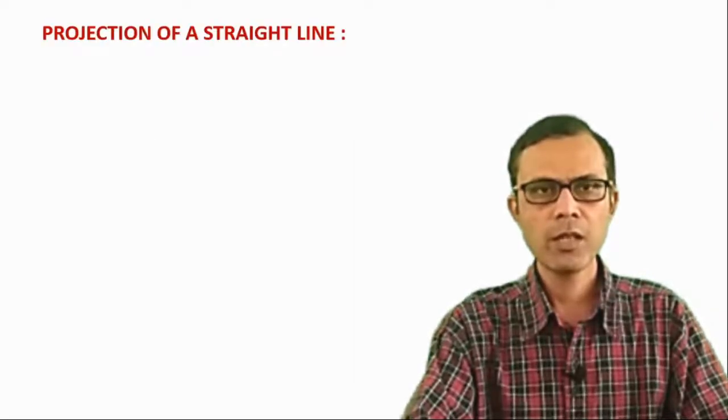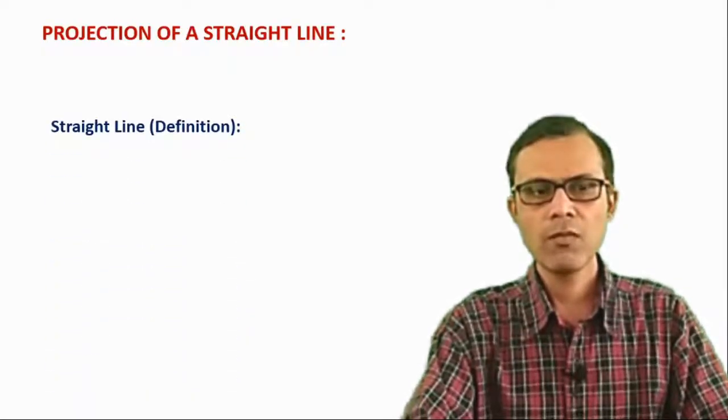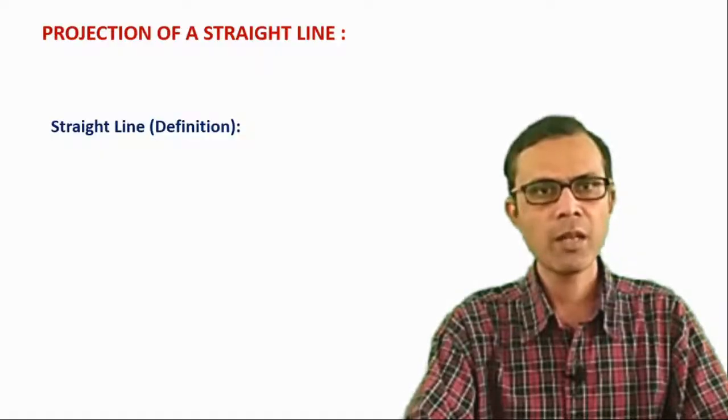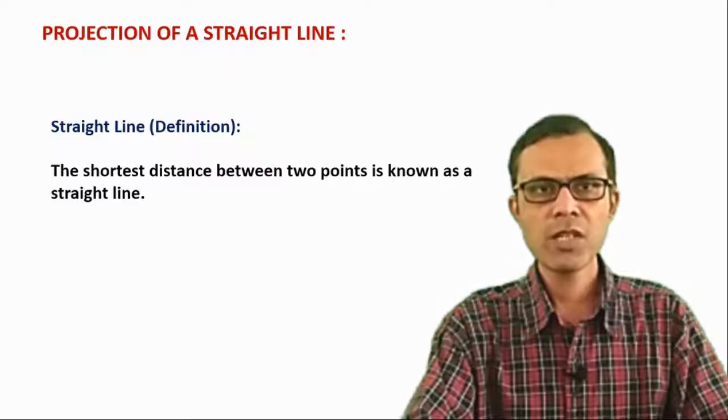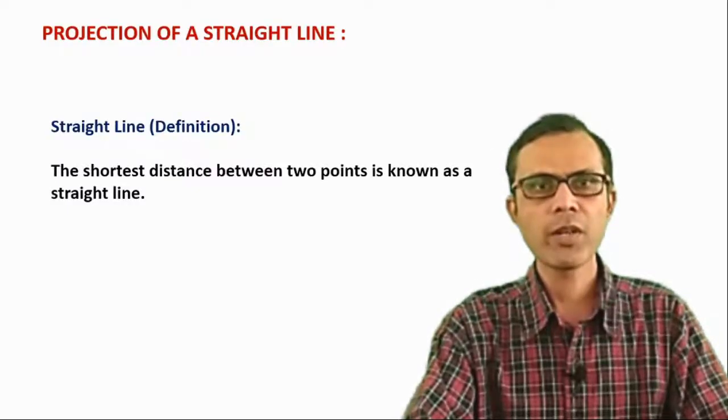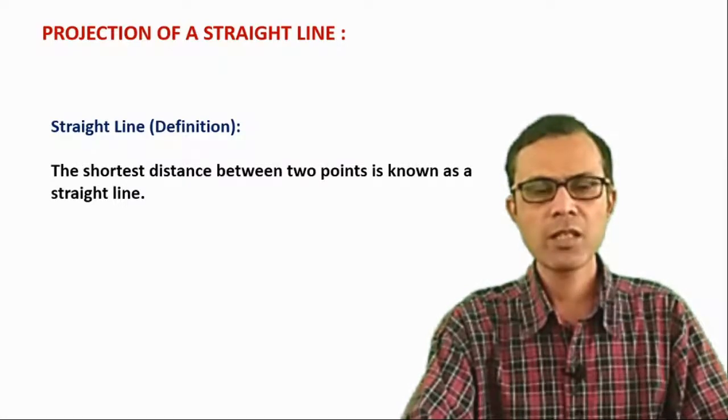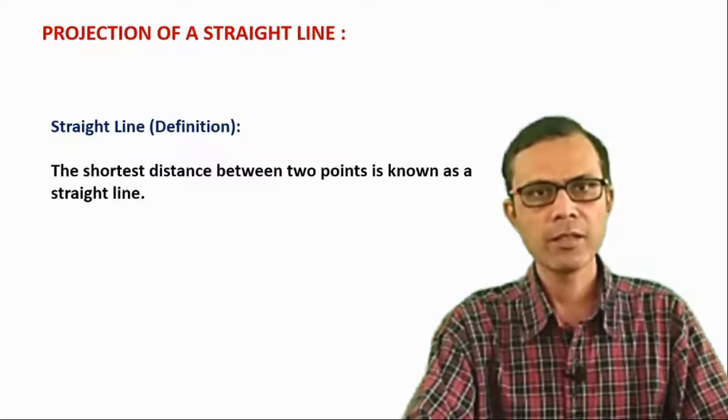In this session, we are going to study about projection of a straight line. So let us understand first of all what is a straight line, how it can be defined. It is defined as the shortest distance between 2 points. So the definition of a straight line is the shortest distance between 2 points.